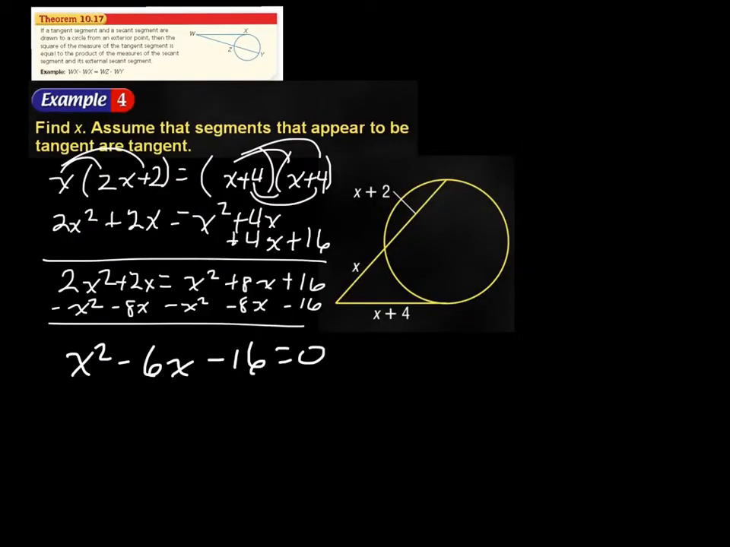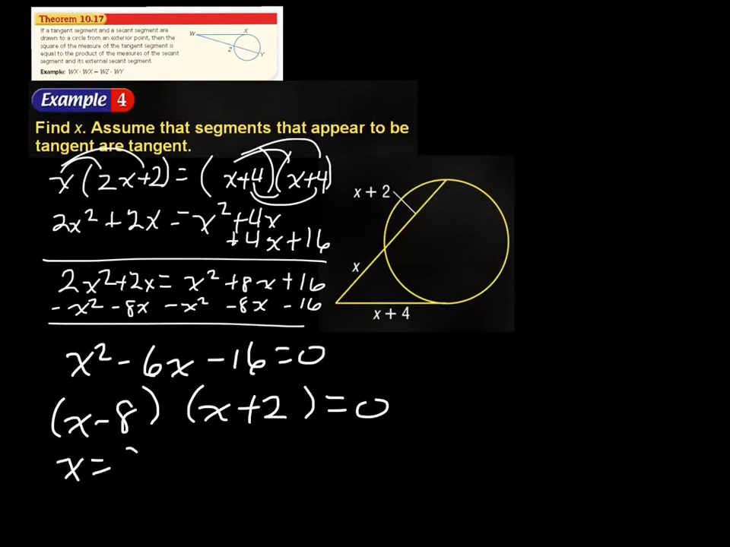So now we have a quadratic equation. We need to factor, so I need to come up with factors of negative 16 to give me a sum of negative 6. So negative 8 and positive 2 will do. So I get x equals 8, which makes the first factor 0, or negative 2 makes the second factor 0. I want a length, so I am throwing out the negative 2 because I can't have a negative length. So 8 is my only answer that makes sense.